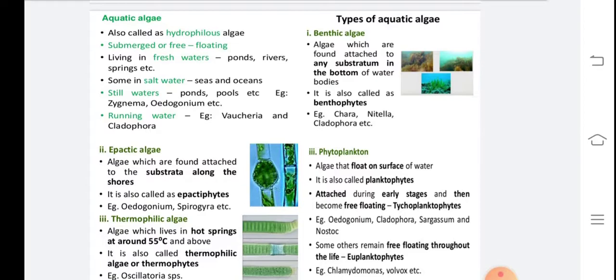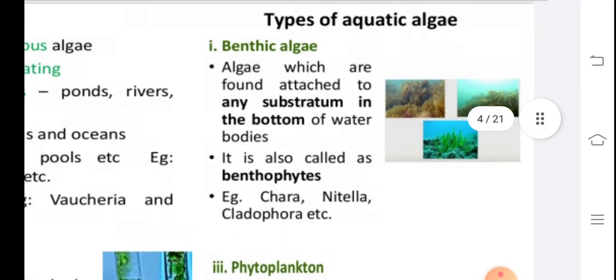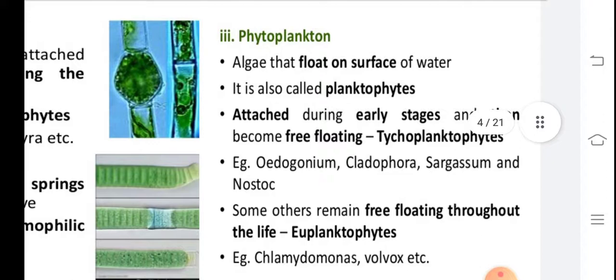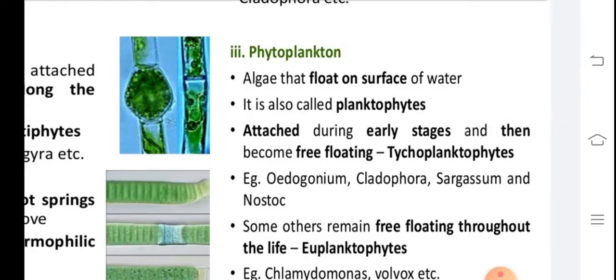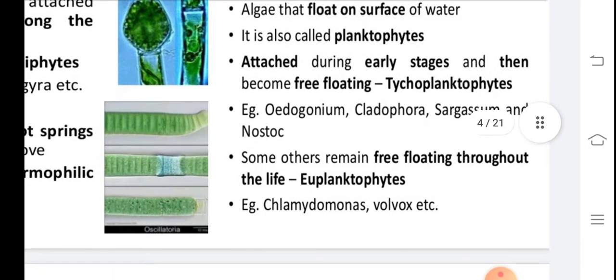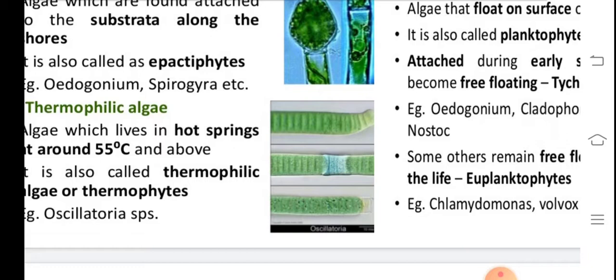Benthic like Chara, Nitella, Cladophora. Here I have shown some photographs of each and every one, but in the next one we are observing them magnified. So benthic forms are there, Cladophora and this one. Phytoplanktons like Oedogonium, Cladophora, Sargassum, Nostoc are there. Here you are observing a photograph of Oedogonium. On the lower side it is showing Oscillatoria as an example, right? Hormogonia are there, bluish color, from which the thallus breaks, so it is vegetative propagation, right?